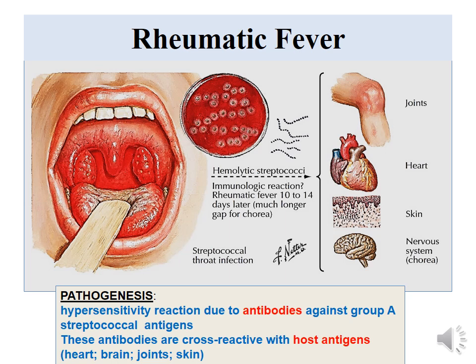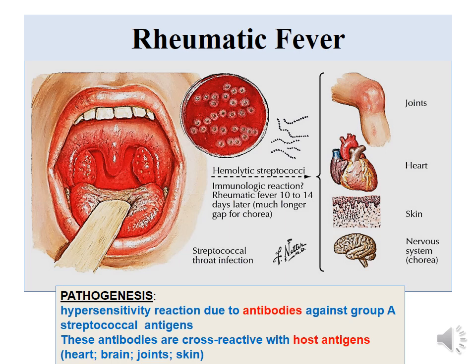So what happens in rheumatic fever? There's some kind of a hypersensitivity reaction due to the presence of autoantibodies against group A streptococcal antigens. These autoantibodies will cross-react with certain host antigens. Those host antigens are distributed in several organs, and these include the heart, the brain, the joints, and the skin.